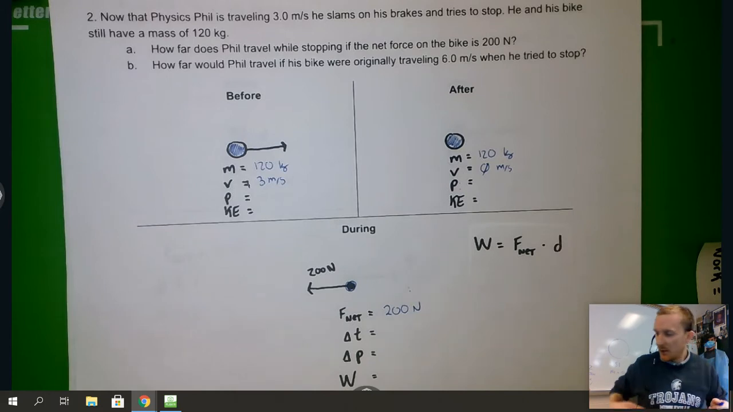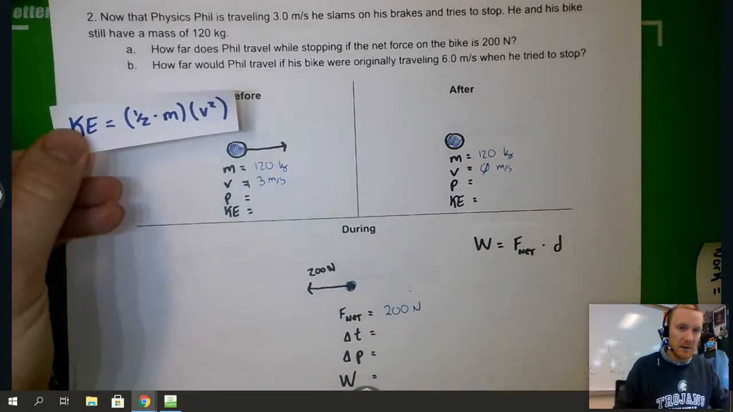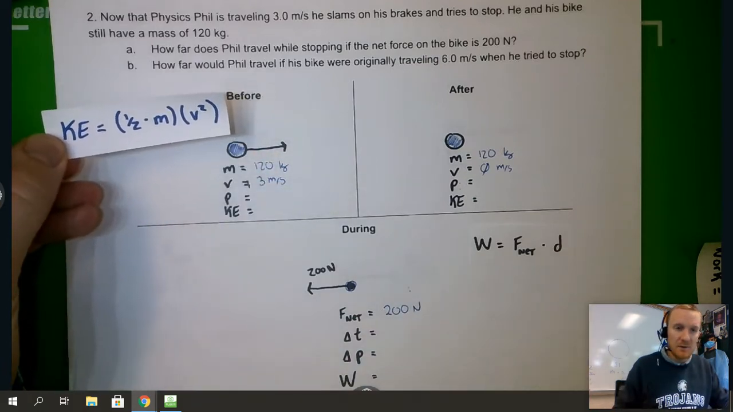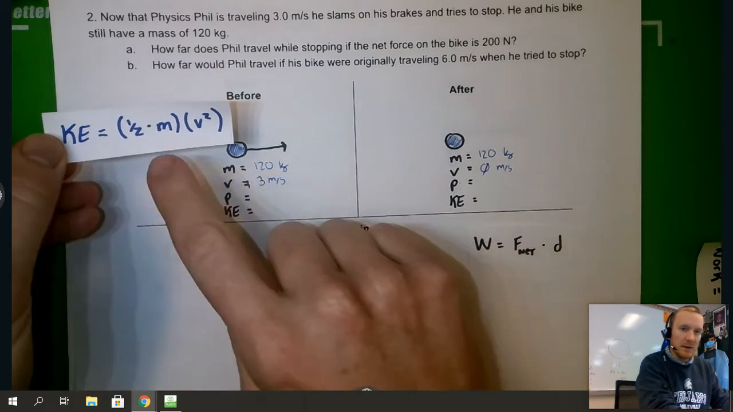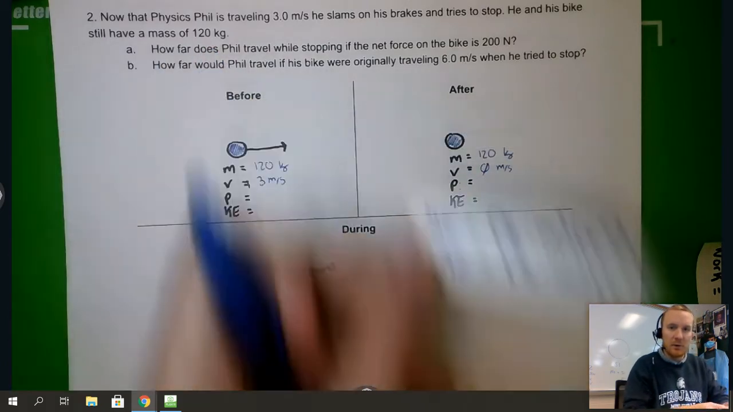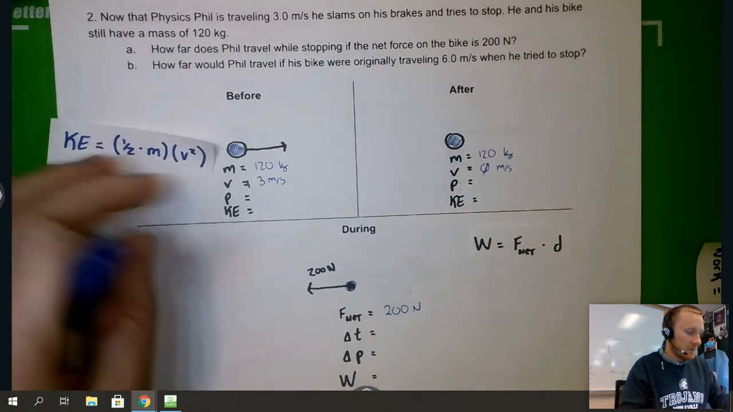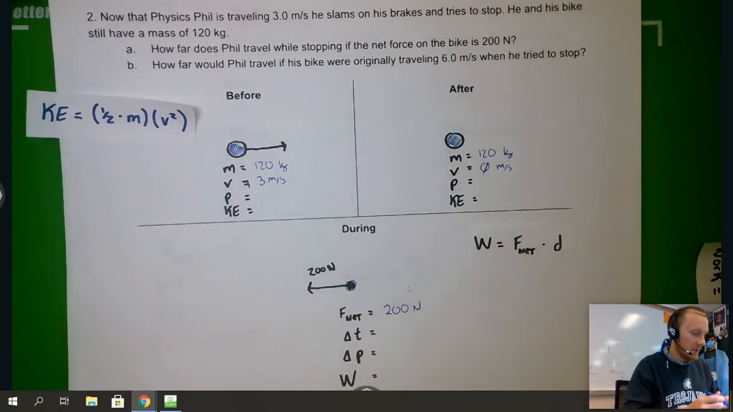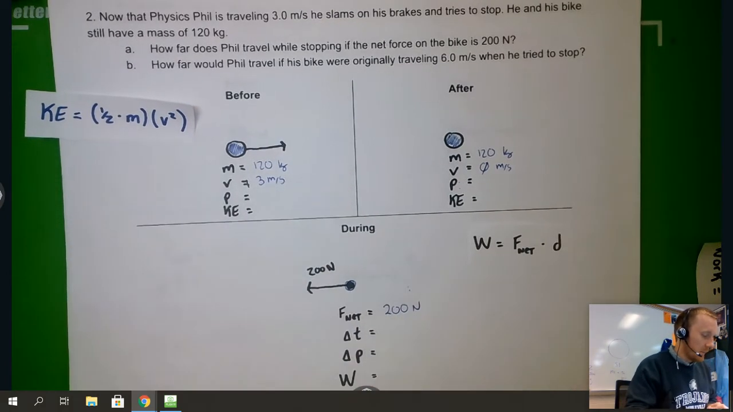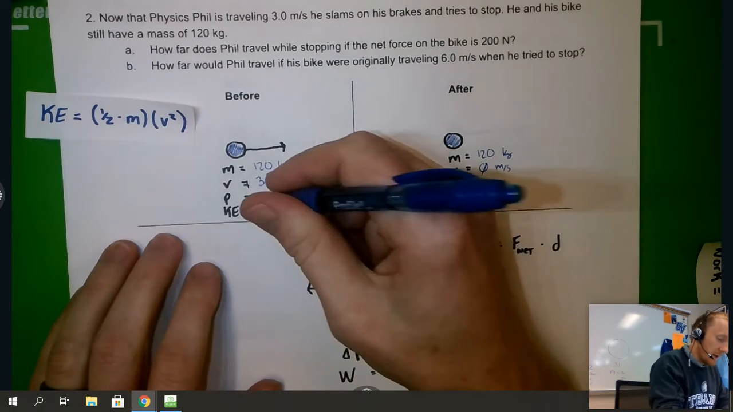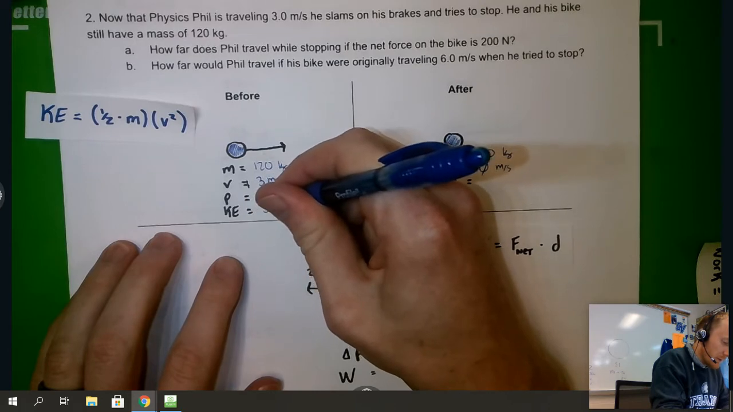Okay? So just like with last time, work is a change in mechanical energy. We're going to look at change in kinetic energy because we have the variables for kinetic, right? Mass and velocity, both before and after. So if I can figure out the initial kinetic energy, we have 1/2 times mass times the velocity squared. We should get 540 joules.